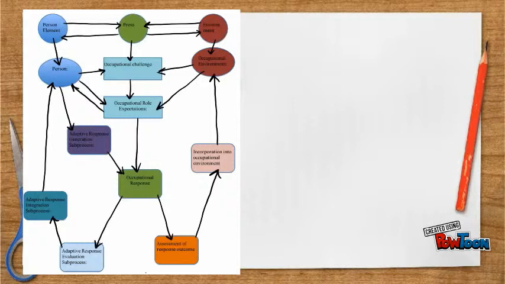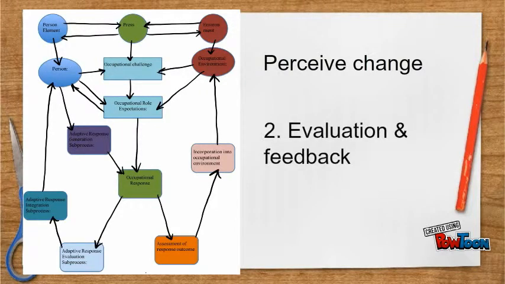Occupational adaptation is a dynamic process and it involves so many components it will be impossible to cover them all in this presentation. We will only focus on two. Adaptation involves the ability to perceive the need for change and evaluation and feedback.